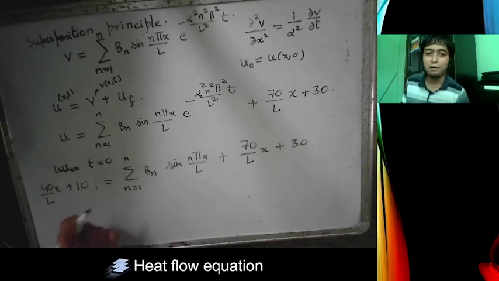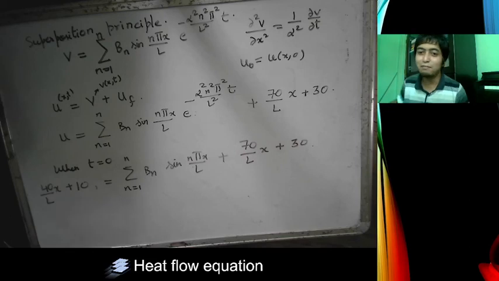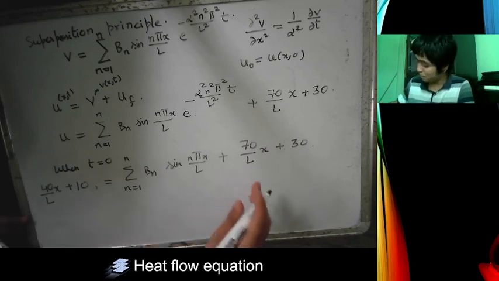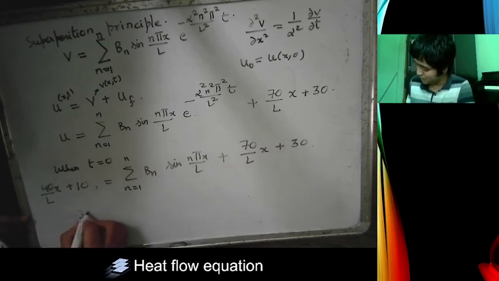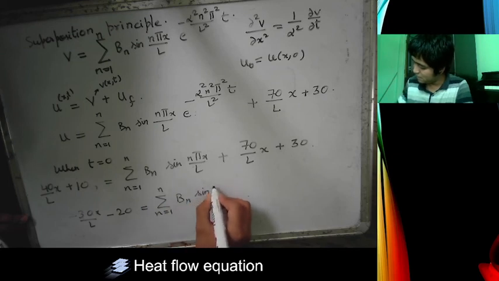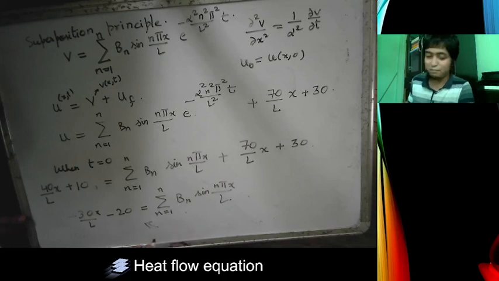So what can we do now? We can take all these things to this side and then we can use Fourier series. So now we can take everything, so we'll be having minus 30x by L minus 20. Use Fourier series, and then you will be finding Bn.